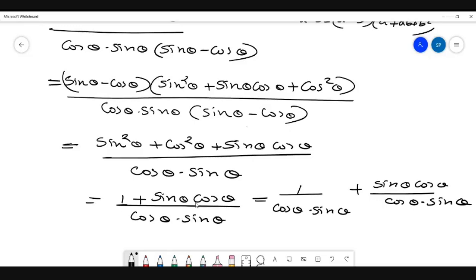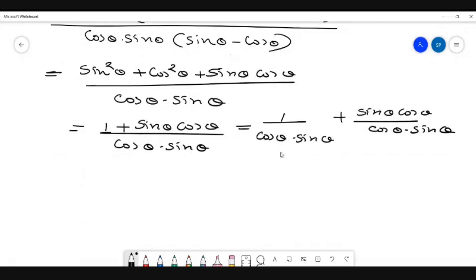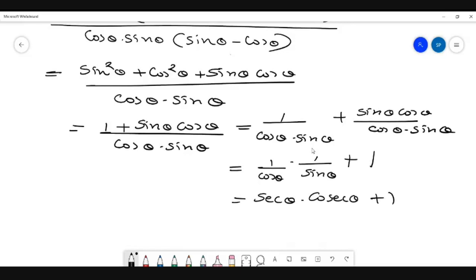Here, this whole divided by cos theta sin theta means you must divide 1 by this expression and this expression also by cos theta into sin theta. So you can see what you get: 1 by cos theta into 1 by sin theta. That is, this expression is 1 by cos theta into 1 by sin theta plus 1. This can be cancelled. So 1 by cos theta means it is sec theta, 1 by sin theta is cosec theta, plus 1. Okay, hope you followed this.